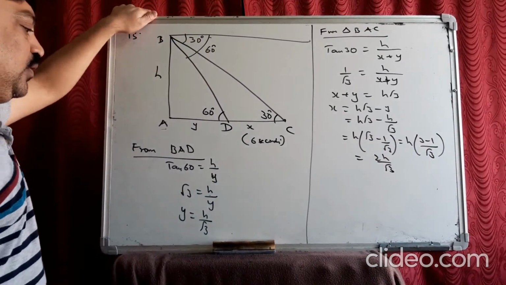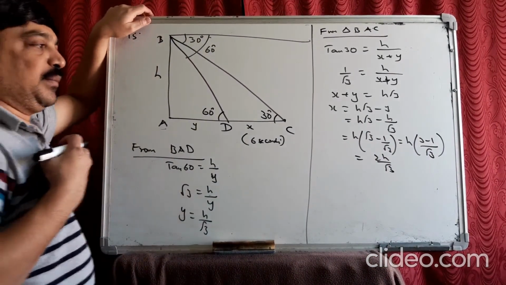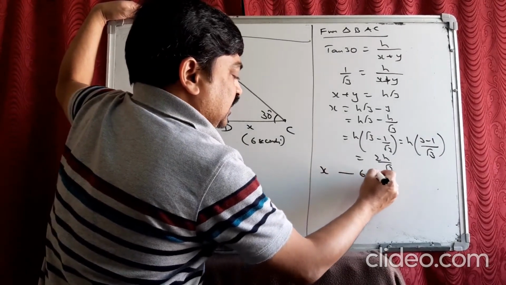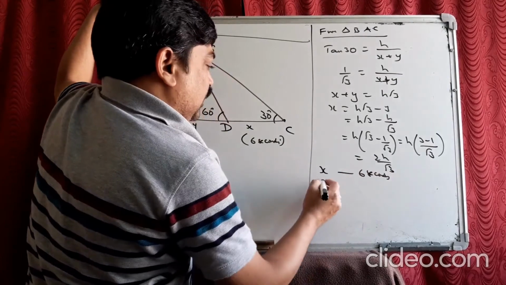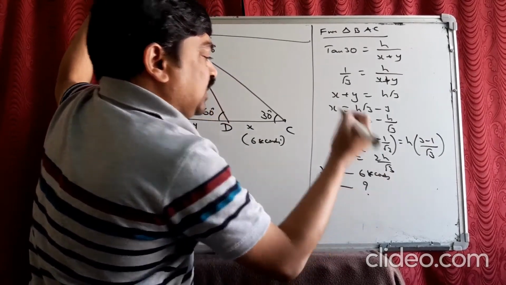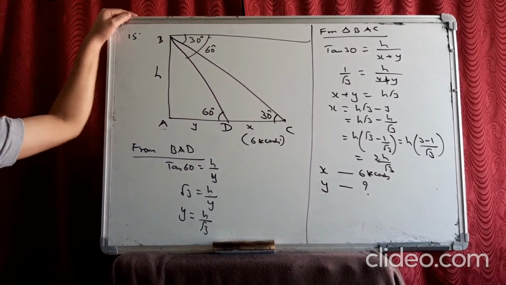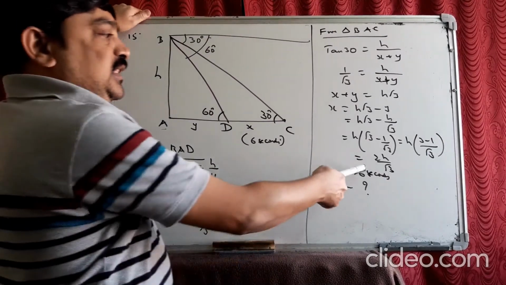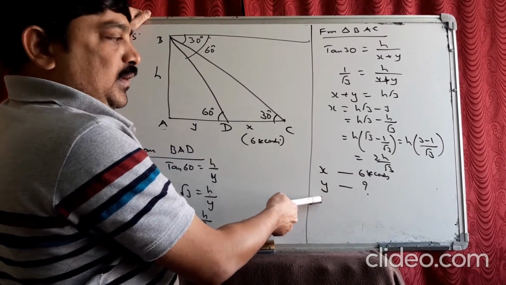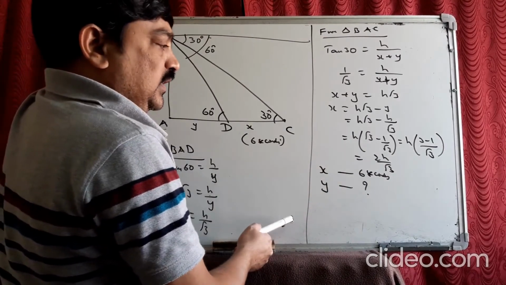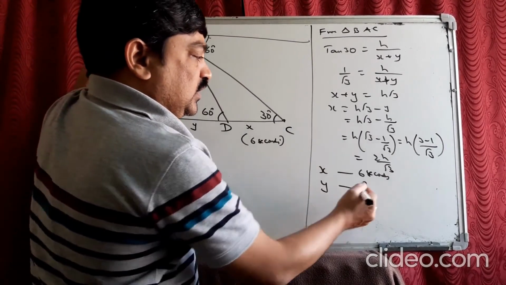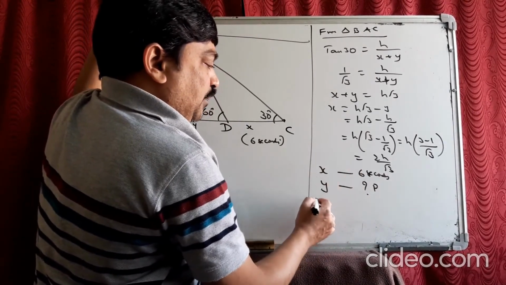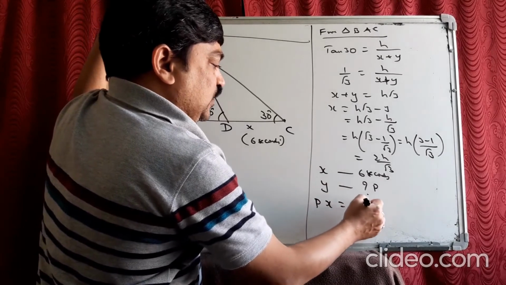So we have the x and y values. Now, to travel x distance it takes 6 seconds. It is direct proportion. To travel y distance, how much time does it take? Direct proportion is what we do. Let us take the time as some p. So p into x is equal to 6 into y.